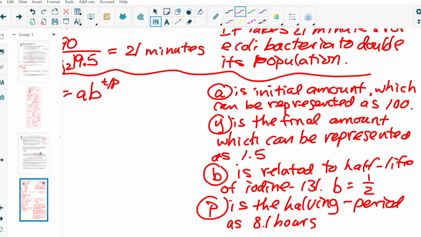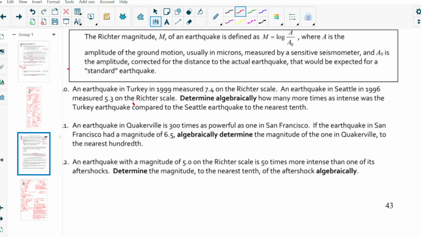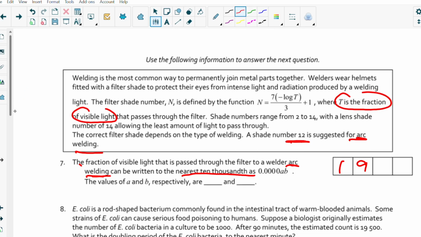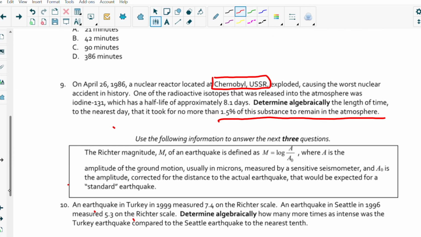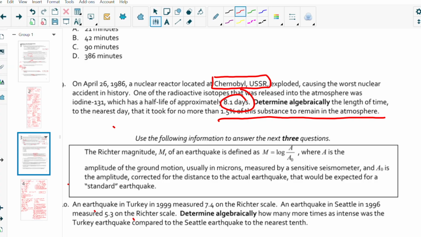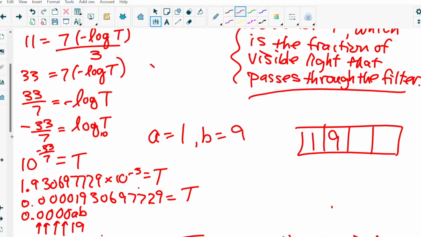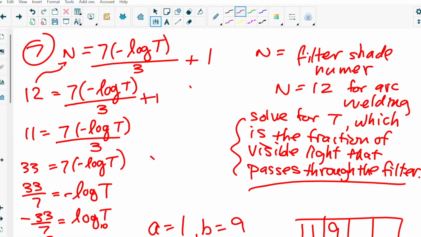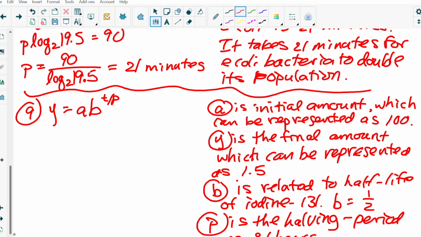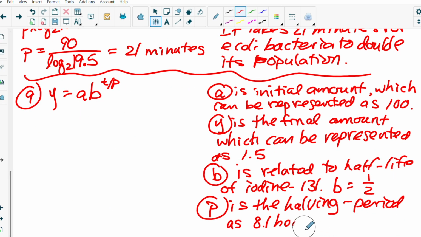Oops, no. Hang on. Not 8.1 hours, 8.1 days. Sorry about that, folks. So let's correct that: 8.1 days. Okay, let's go down.